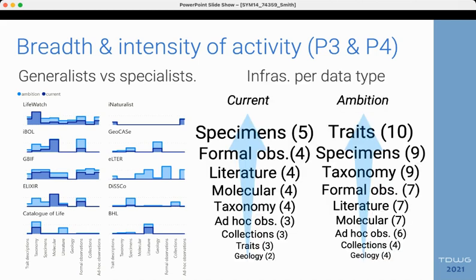spread as well. We could also look at what kinds of data are probably being most intensively worked on, both now and again in the future. And that's what's shown in those little word clouds there. So the bigger words, specimens, formal observations, those are the kind of areas that are most worked on at the moment. And then looking towards the ambitions, how those infrastructures are changing. Interestingly, traits, so the phenotypic traits of organisms, are going to be much more predominant in the future, at least according to the stated ambitions of those infrastructures.